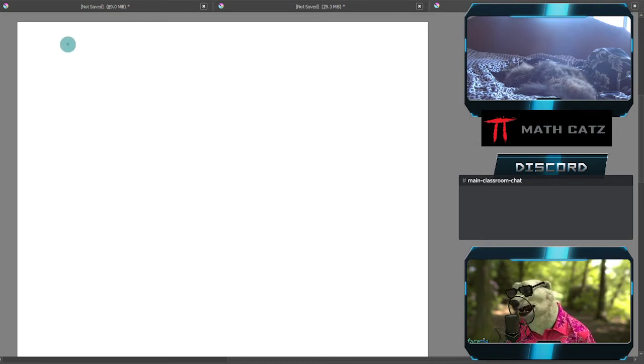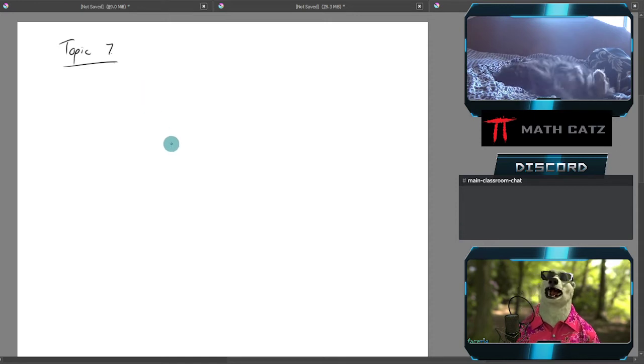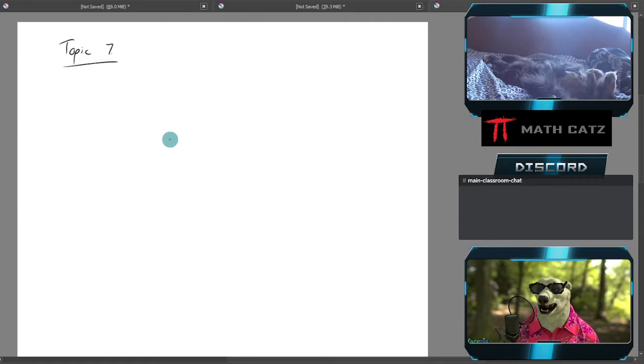We're discussing topic 7, where we are continuing our discussion on the t-test. This time we are looking at the t-test for dependent means. We have had our discussion and introduction to this already.